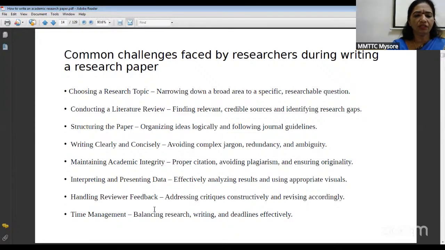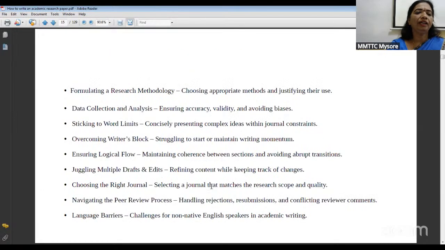Time management means if you decide to write a paper, you should not take 5 years. You should have a timeline and time management, because you need to balance doing experiments, doing analysis, and interpreting the results. At the same time, you should write your paper also. Then formulating a research methodology: choosing appropriate methods is also important. Data collection and analysis.